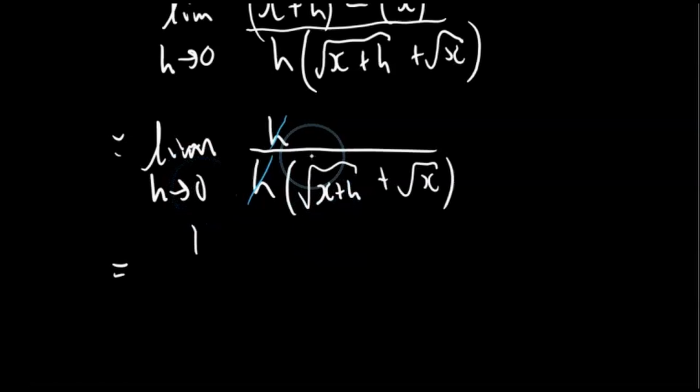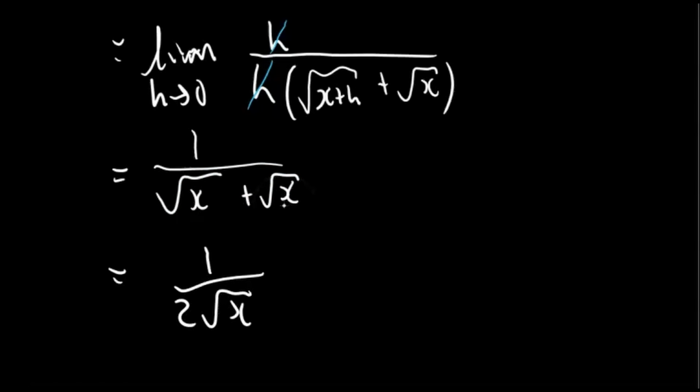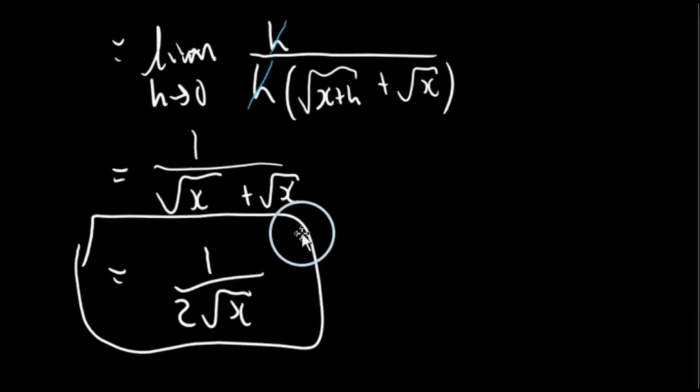So we have 1 in the numerator because that's canceled. If we plug in 0 for h, this is now just the square root of x. And the other term is the square root of x. We have 1 over 2 square roots of x, which is our answer, the same as we got from the power rule.